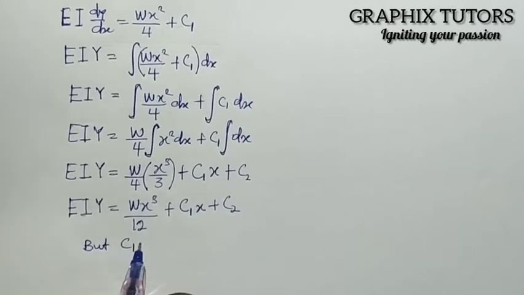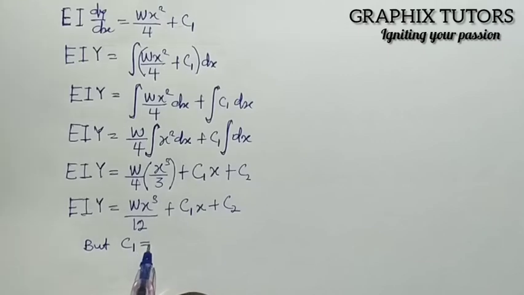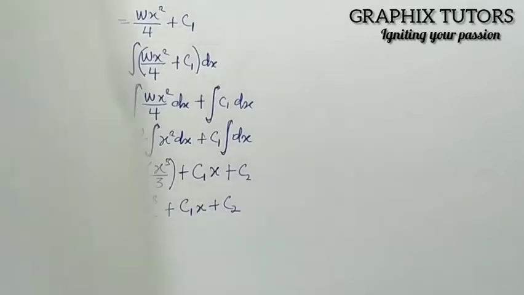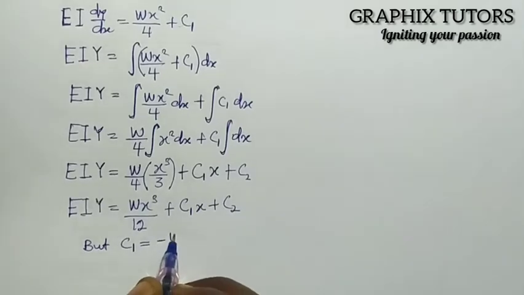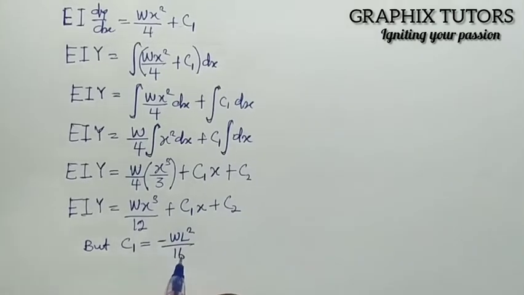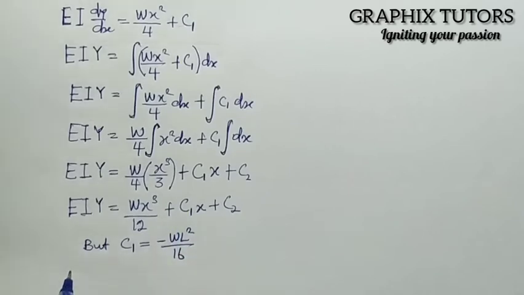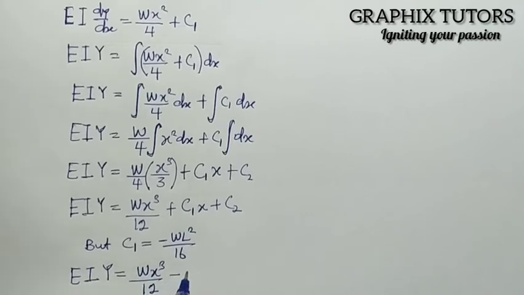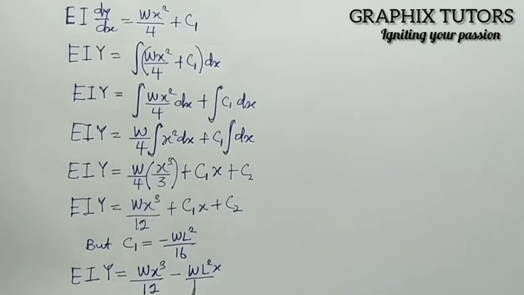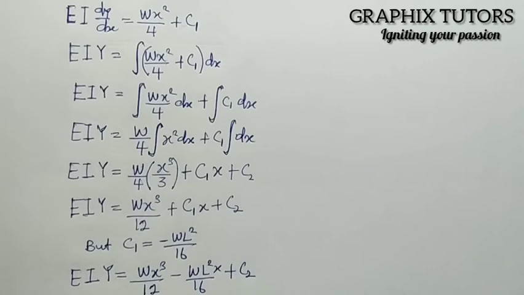Now in this case, we know c1 is giving us minus wL square over 16. So you input it here. So we have EI y equals to wx cube over 12 minus wL square x over 16 plus C2.